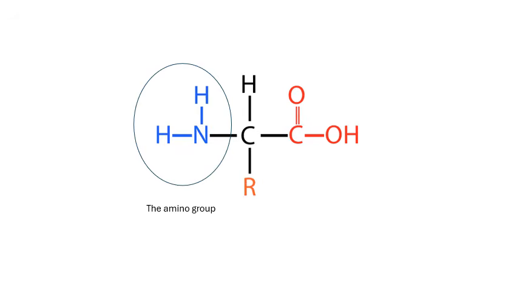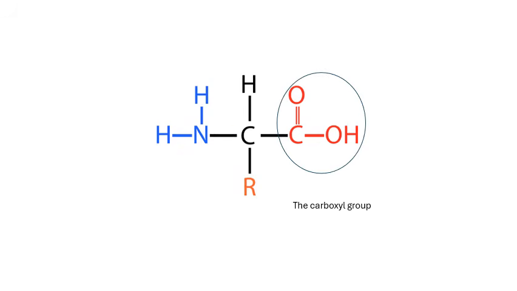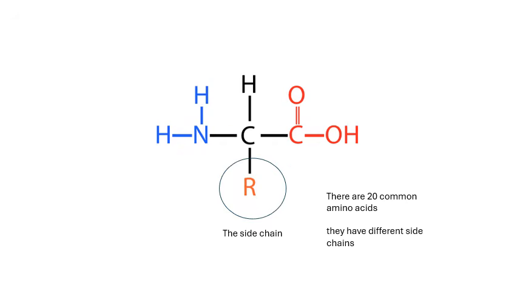So there's the amino group, which contains nitrogen, like ammonia, NH3, nitrogen. So that's an amino group. There's a carboxyl group there. And then there's the side chain, which we just call R for the moment. There are 20 common amino acids. What's the difference between them is that they have different side chains.